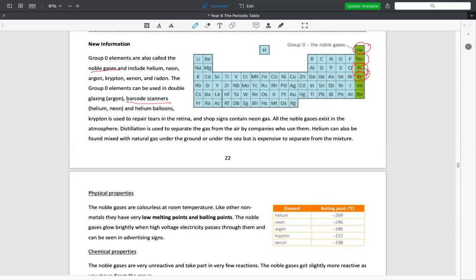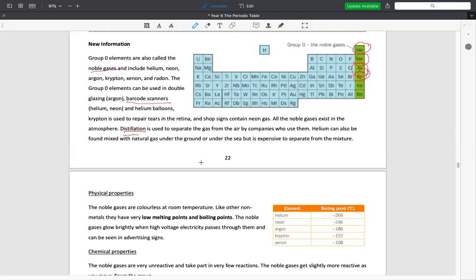And these gases exist naturally in the atmosphere, and they can be separated using distillation. Distillation is just a separating technique we use in chemistry. You don't need to know how it works in year 8, but it's just important to be aware that the technique does exist and it's used to separate the gases.